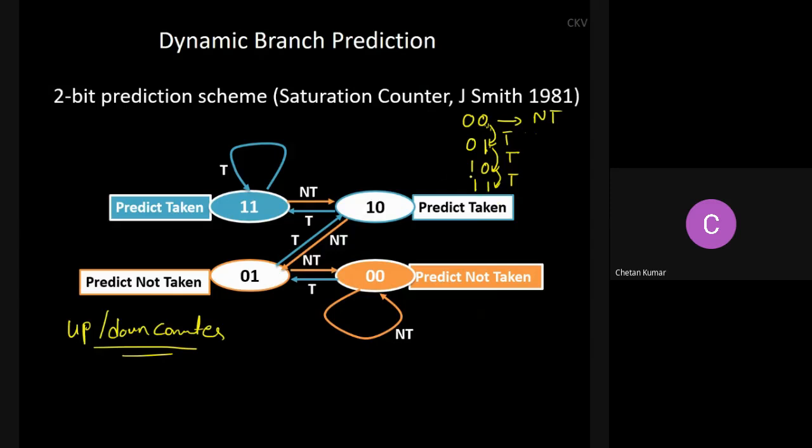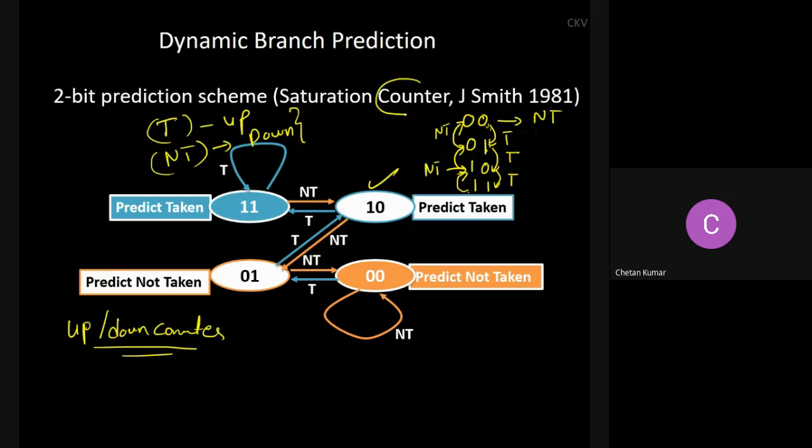But when do you decrement the count? Let's say I'm in the 10 state. If the outcome is not taken, what will I do? I'll decrement. So if I'm in 11, I'll go to 10. If I'm in 10, I'll go to 01 if the outcome is not taken, and I'll go from 01 to 00 if the outcome is not taken. If it is taken, your counter is counting up. If the outcome is not taken, the counter is moving down. That is why we call it a counter.